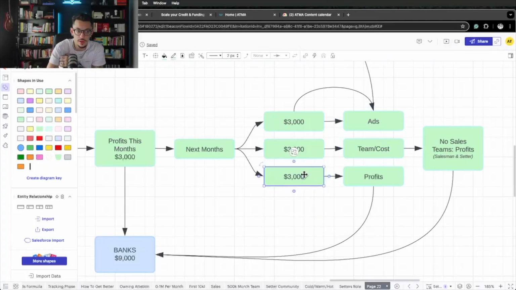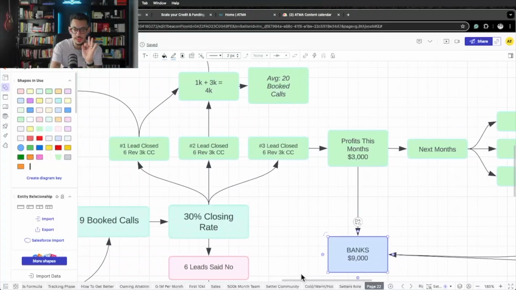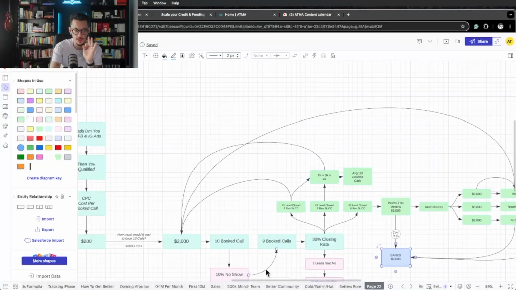But then if you do have a team or you put it back in profits, then this 3 grand you keep it again, and that'll be pretty much you're averaging almost 9 grand profit this month. And this only by closing 3 leads, guys. We only closed 3 people and we made 9K profit. This is why this company is so profitable and why these systems are so profitable.